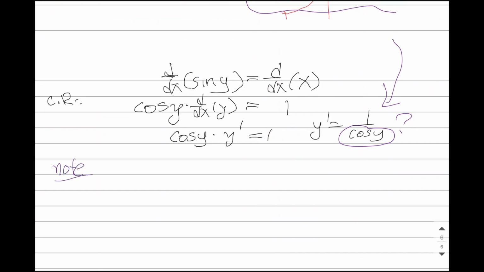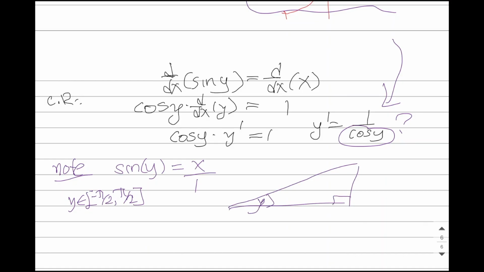So we have been told that the sine of y is equal to x, which we could interpret as x over 1. If we were to draw a right triangle and use this as the angle y, sine is opposite over hypotenuse. By the Pythagorean theorem, the adjacent side is the square root of 1 minus x squared. Cosine is adjacent over hypotenuse, which would just be the square root of 1 minus x squared.